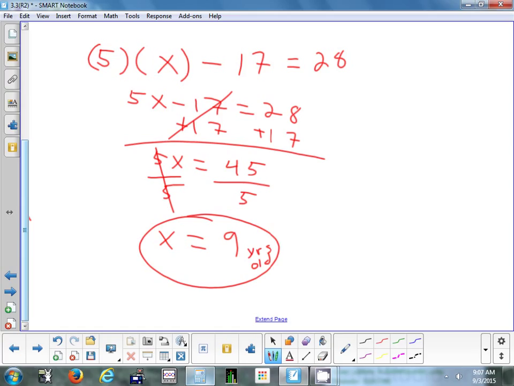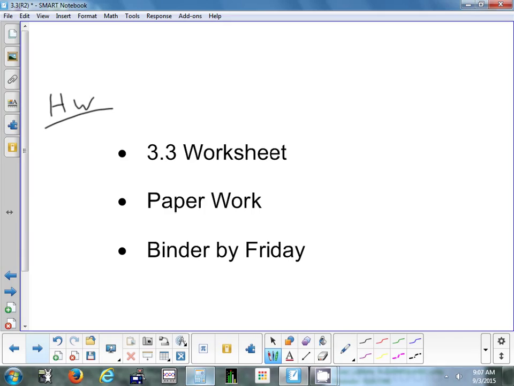So that's solving 2-step equations. The homework tonight is going to be a worksheet. And don't forget, make sure you bring a binder in and any paperwork you still need to turn in by tomorrow.